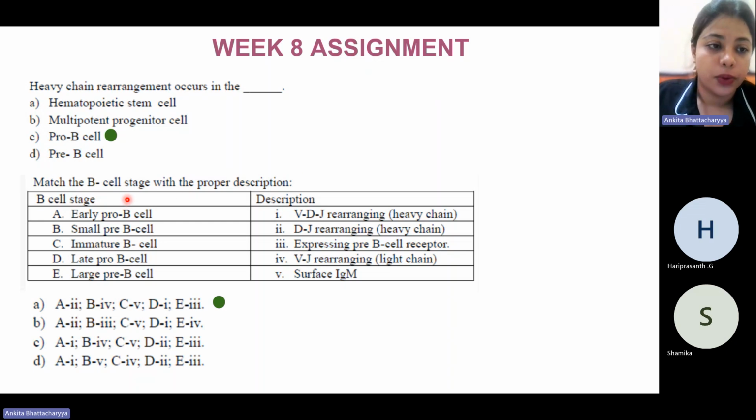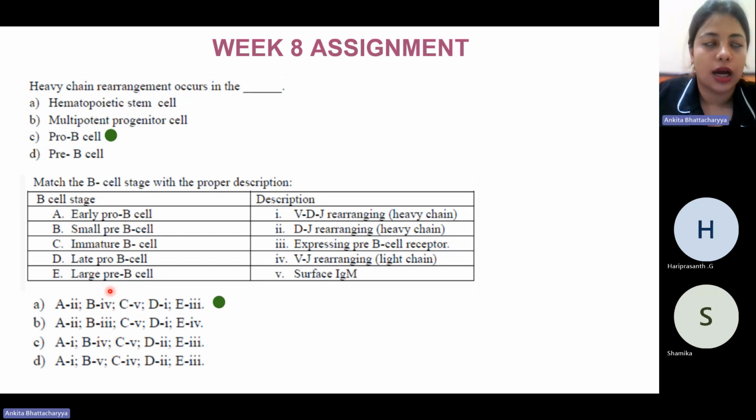In the next question, we were asked about matching the B cell stage with the proper description. So this is actually going to help you address the previous question. I'll directly get to the answer because it's easier to understand that. The different stages have been divided as early pro-B cell, small pre-B cell, immature B cell, late pro-B cell, or the large pre-B cell. While we have not gotten into these intricate details within the lectures or even within the discussion session, you can find this online for your reference.